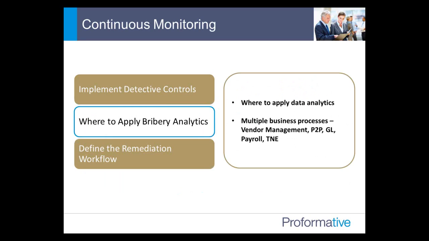So once you've decided that you're going to be implementing a set of continuous monitoring or detective controls, you need to then decide where you want to apply those data analytics. And unfortunately, or fortunately for us, anti-bribery, anti-corruption, these issues reach nearly all parts of the business. So all key major business processes, from vendor management to purchase to payables, general ledger, payroll, travel and entertainment expenses, all of these business areas can be used to funnel or channel funds to unauthorized third parties.